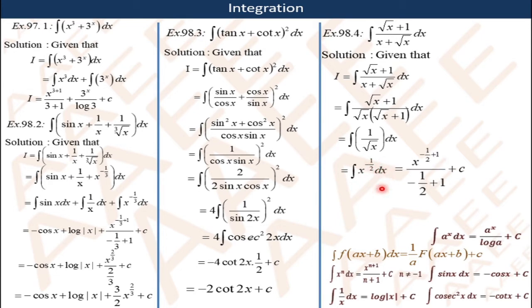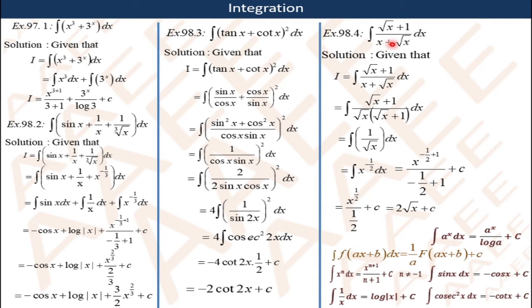And the integration of x raised to n dx is equal to x raised to n + 1 upon n + 1 plus c. So this will be x raised to minus 1 by 2 plus 1 upon minus 1 by 2 plus 1, plus the constant of integration c. This fraction can be written as x raised to 1 by 2 upon 1 by 2 plus c, and the denominator will go to the numerator, and x raised to 1 by 2 is nothing but under root of x. So 2 under root of x plus c is the required value of this integral.